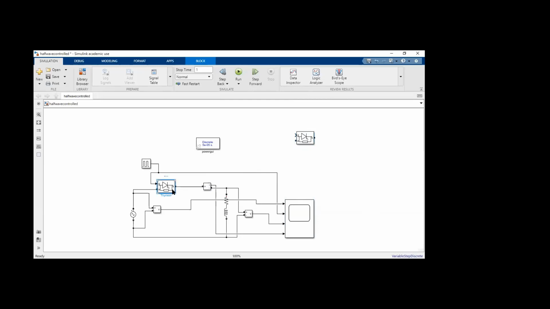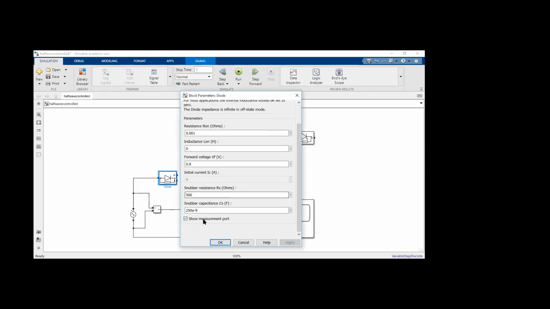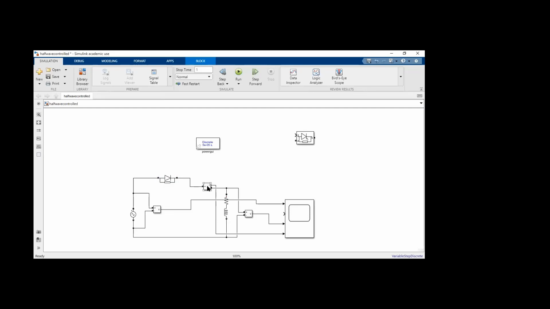This is called a half wave rectifier. Now, instead of the thyristor, I'm removing it. I'm considering an uncontrolled one, so I have typed diode and taken the diode. Now here I'm keeping the diode. When you consider this show measurement block, you remove it and connect it. Now observe what it is.